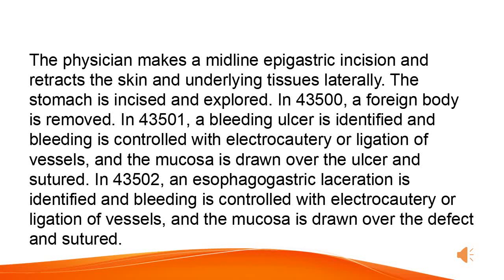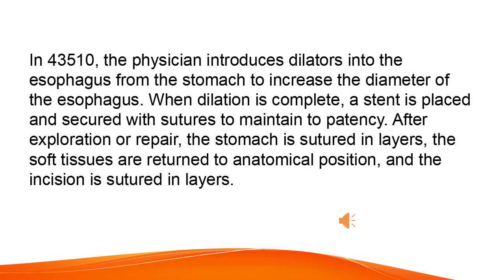An esophagogastric laceration is identified and bleeding is controlled with electrocautery or ligation of vessels, and the mucosa is drawn over the defect and sutured. The physician introduces dilators into the esophagus from the stomach to increase the diameter of the esophagus. When dilation is complete, a stent is placed and secured with sutures to maintain patency. After exploration or repair, the stomach is sutured in layers, the soft tissues are returned to anatomical position, and the incision is sutured in layers.